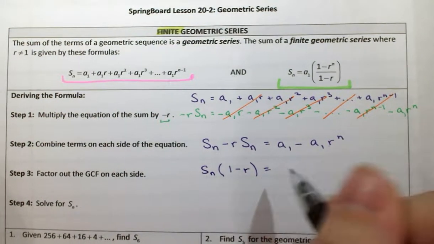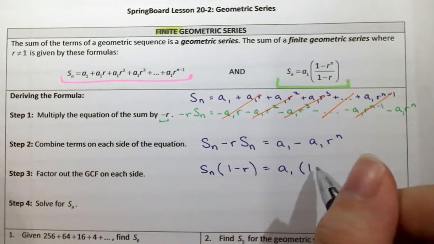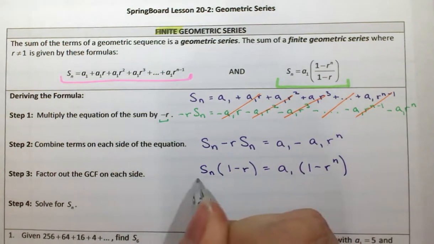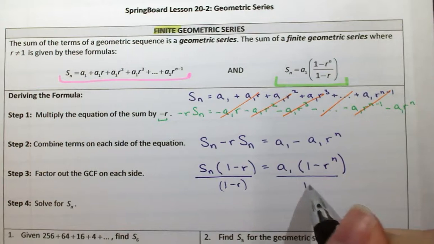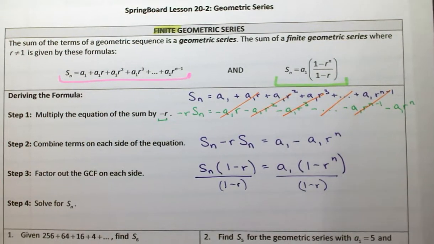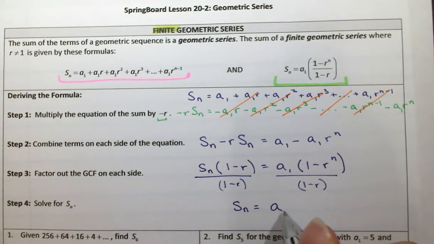Now we're going to do the same thing on the right side. We're going to take out a sub 1, leaving us with 1 minus r sub n. And now we can see that this is starting to look like our formula, because the next step would be to divide both sides by 1 minus r. Now again, we can't just cancel these because they're not the same factor. So we would have s sub n equals a sub 1.